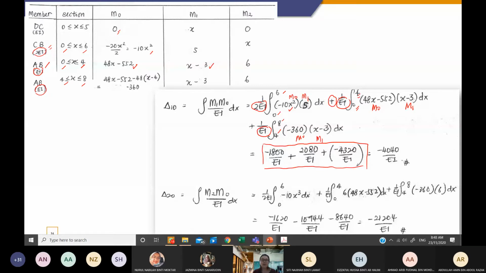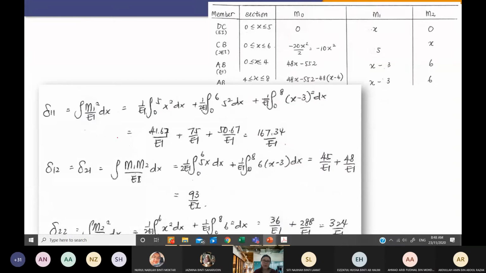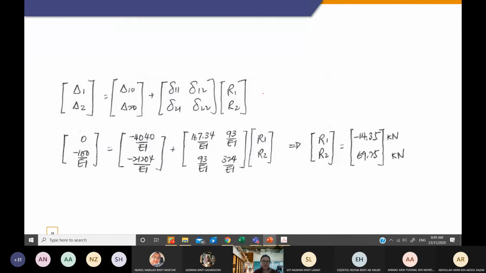Of course we can determine this delta 1 naught, delta 2 naught, delta 1 1, delta 1 2, and delta 2 1 is actually the same, because you look at M1 and M2, and we have also delta 2 2. Of course I cannot detail every one of these. I want you to have a reading later on how to put it from this table to these equations. So the next thing is to put it in matrix form or equation form.